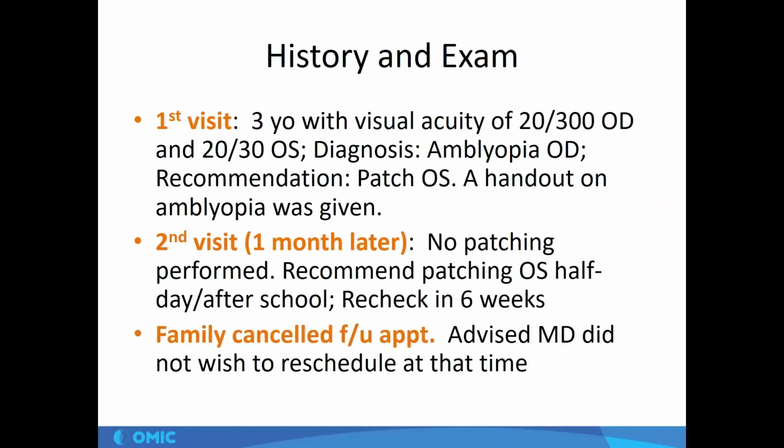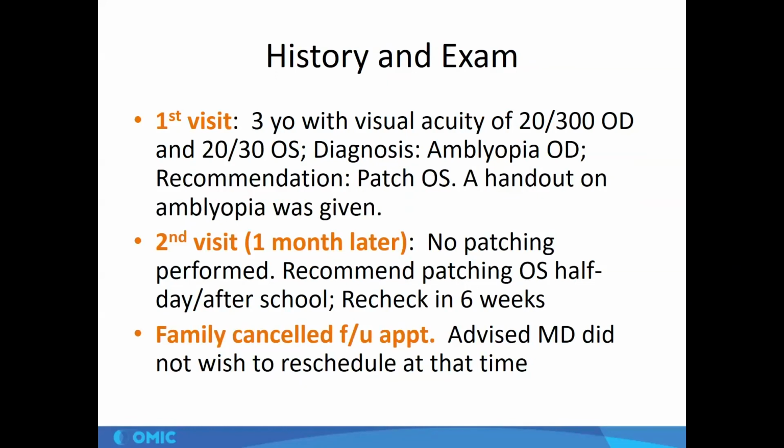This last case involved a 3-year-old child with a visual acuity of 20/200 in the right eye and 20/30 in the left. The ophthalmologist made a diagnosis of amblyopia in the right eye and recommended patching treatment of the left, and a handout on amblyopia was given. The first follow-up visit 1 month later found that no patching had been performed, so a recommendation was made to patch the left eye a half day after school and to follow up in 6 weeks.